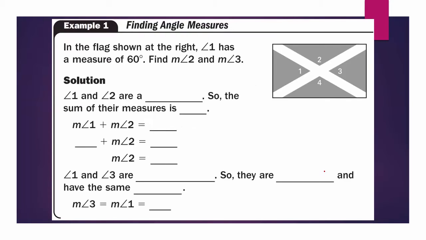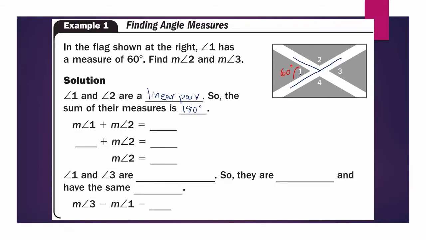Example 1, finding angle measures. In this example, we have a flag shown on the right. Angle 1 has a measure of 60 degrees. So I'm going to mark angle 1 over here and say that that has 60 degrees. Find the measure of angle 2 and the measure of angle 3. If we're looking over here, we know that angle 1 and angle 2 are on a straight line cut by another line. And so we know that the measure of angle 1 and angle 2 are a linear pair. So the sum of their measures is 180 degrees.